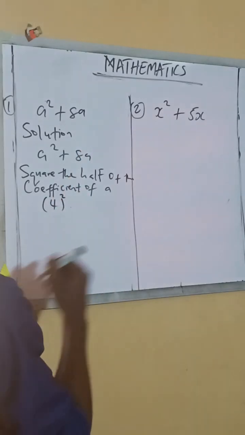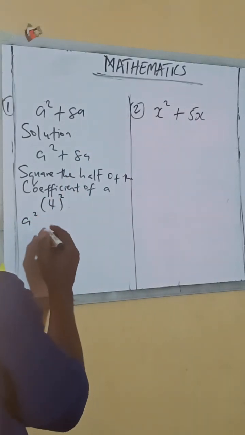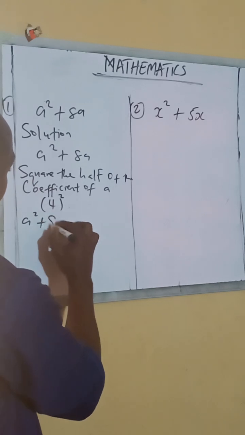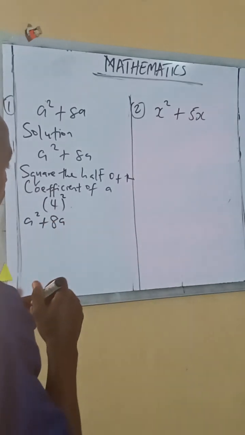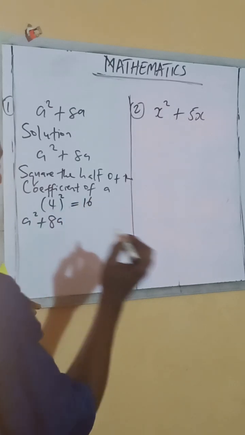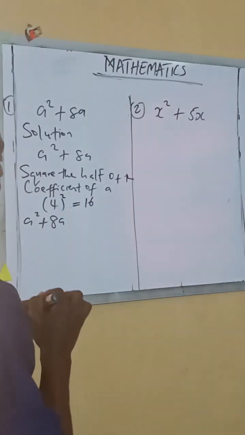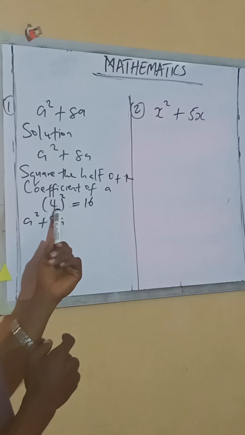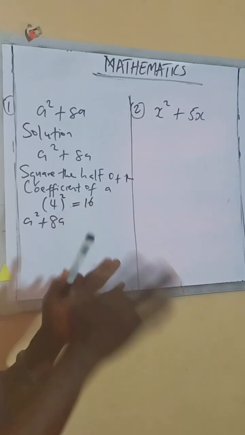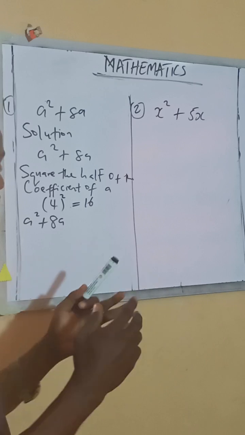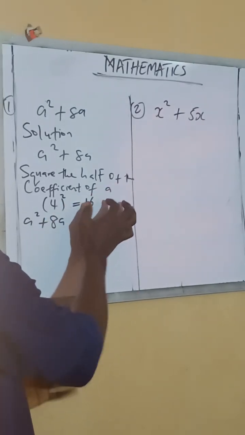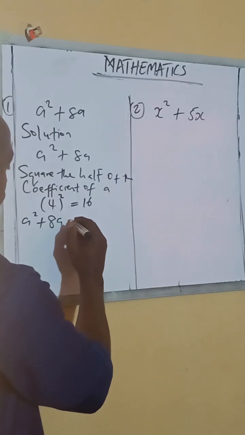So we add it to the question, which is going to become a square plus 8a. Now, if you look at this, guys, if I square this, it will give me definitely 16. Is it not? Now, I'm sure you understand what I'm saying. Now, this 16, we got this 16 as a result of what? 4 times 4. If you multiply 4 by 4, you get 16. This one that is the answer that you got from this, this particular one as the answer, is what you will add to the question.